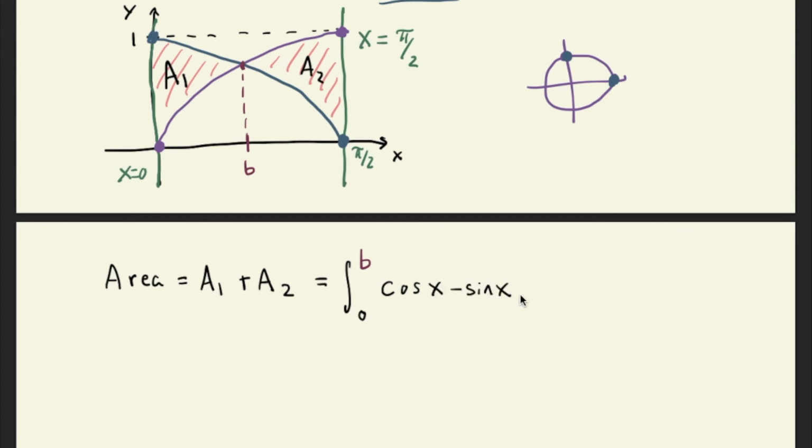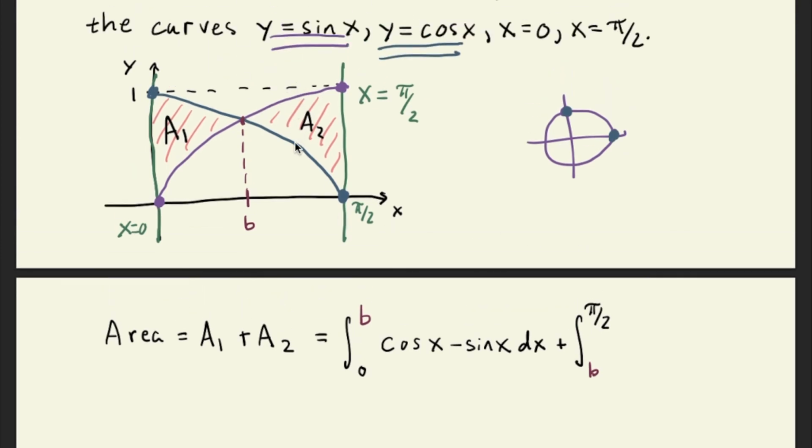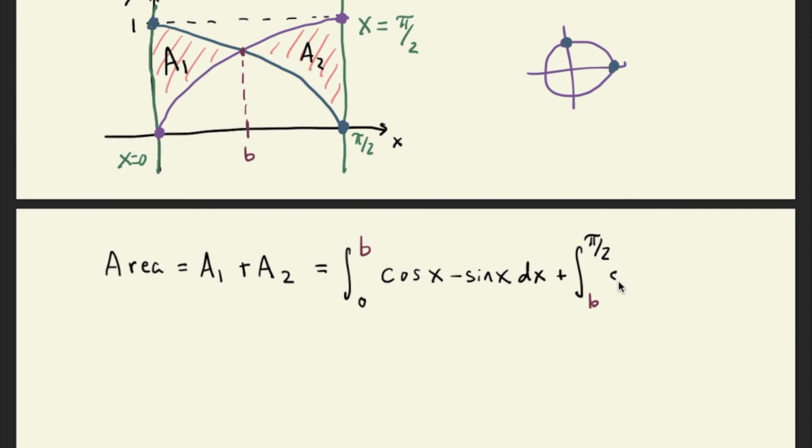This is the height of the rectangle. You multiply by the very tiny base, and you get this infinitesimal area. Integrate, you get the whole thing. And area 2 will be plus the integral from b to pi over 2. And now the height of these rectangles is going to be the value on the top, which is sine of x, minus the value on the bottom, which is cosine. So as long as we figure out what b is, then we're good to go and compute this area.